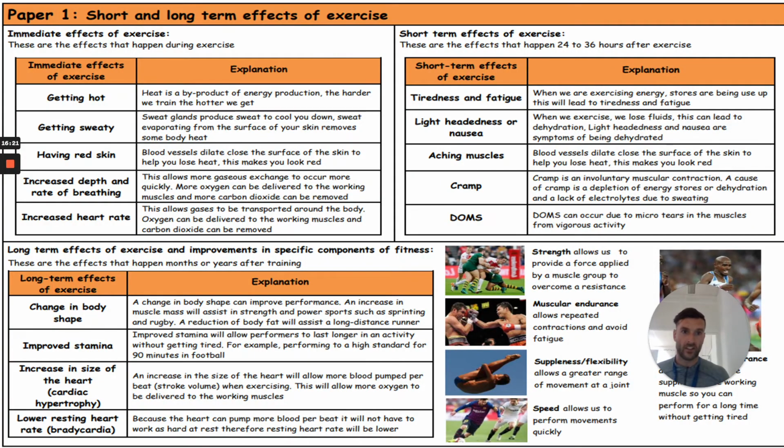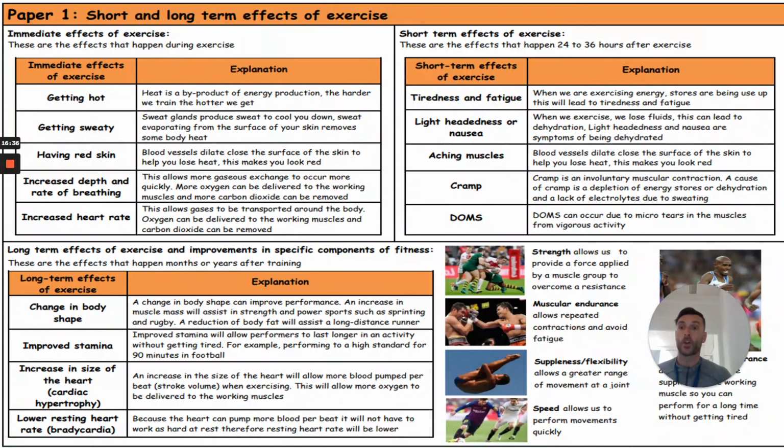Other short-term effects of exercise, okay, which happen more 24 to 36 hours after exercise. We'll be tired, okay, we get muscle pain, we get DOMS, which is delayed onset muscle soreness, you get cramps. This doesn't happen immediately after, but it's a short-term effect.